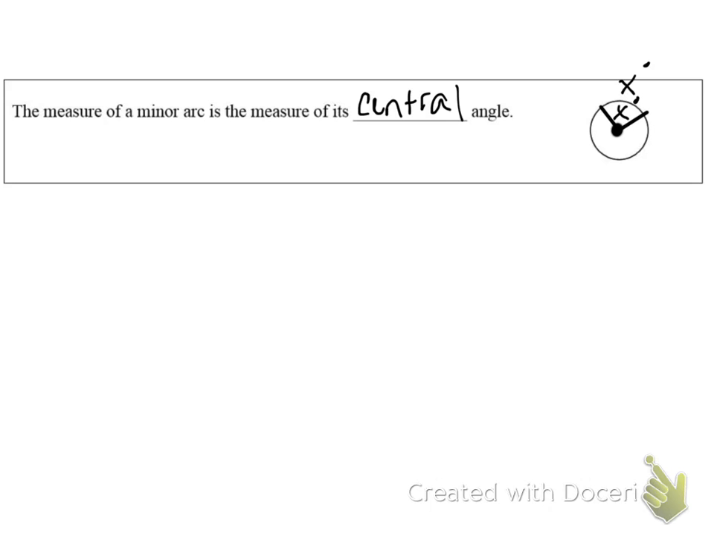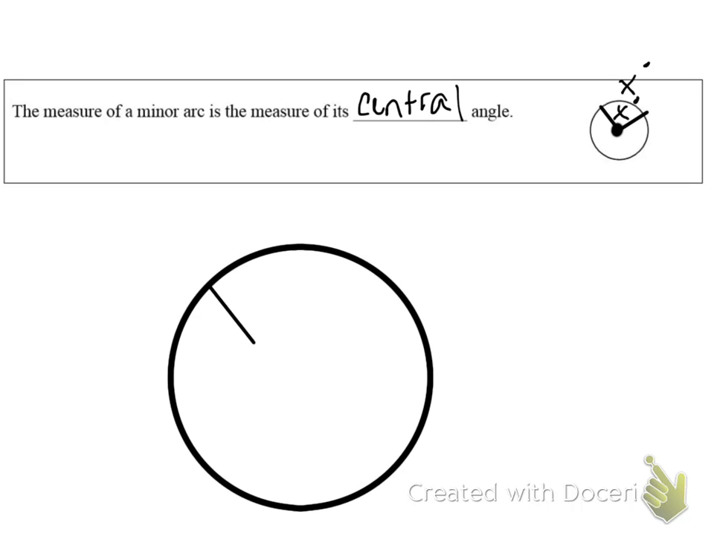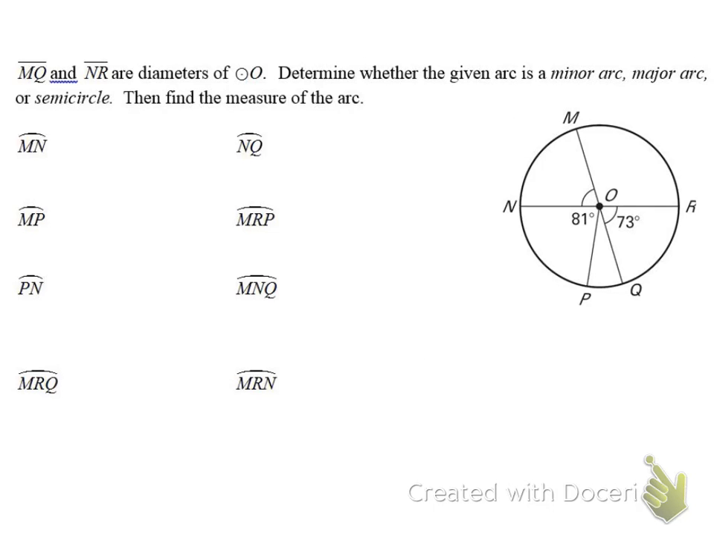To further illustrate that, we'll bring in a circle. If we said that this was 60 degrees, then this arc up here would have to be 60 degrees as well. So, let's go ahead and move on to an example.